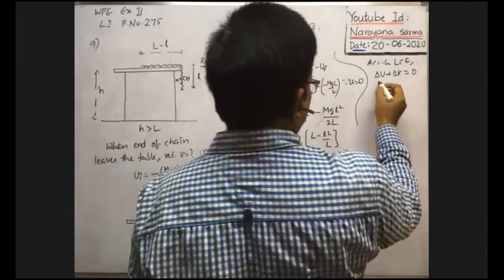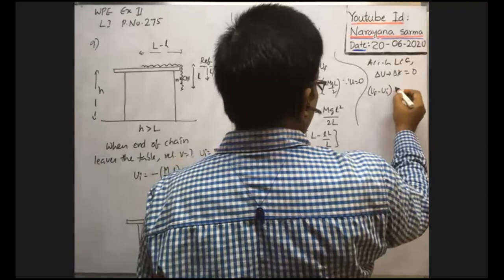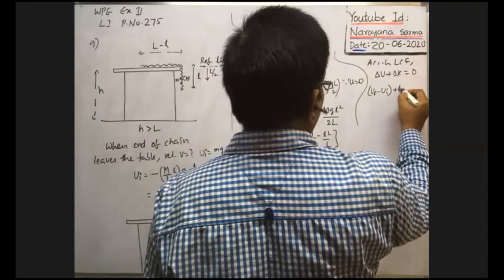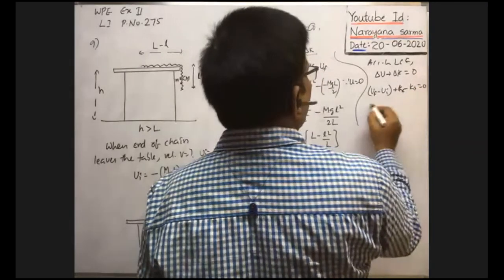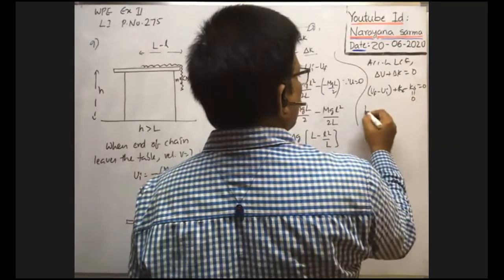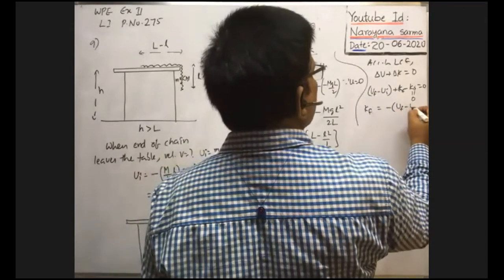Here delta U means final potential energy minus initial potential energy, plus delta K. Delta K means final kinetic energy minus initial kinetic energy, is equal to 0. The initial kinetic energy is 0. So the final kinetic energy is equal to minus of (U_F minus U_I).